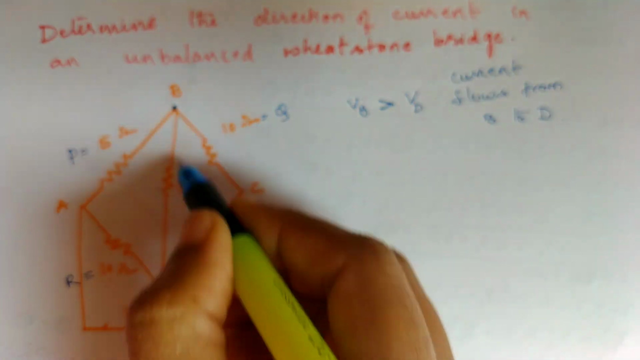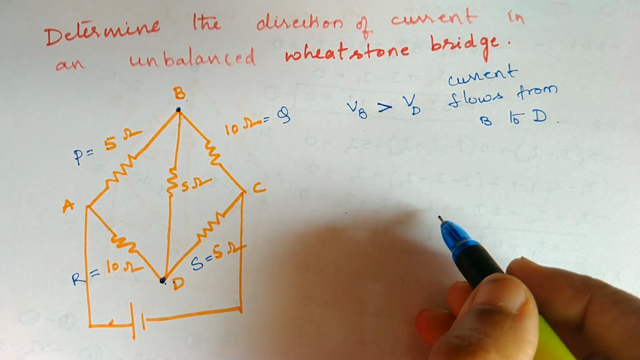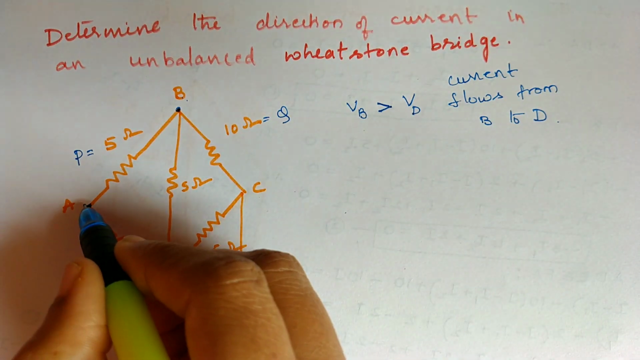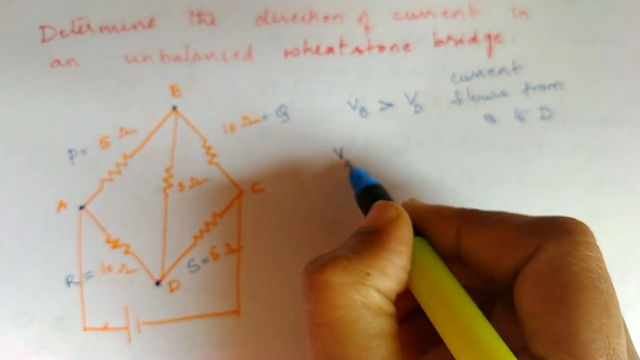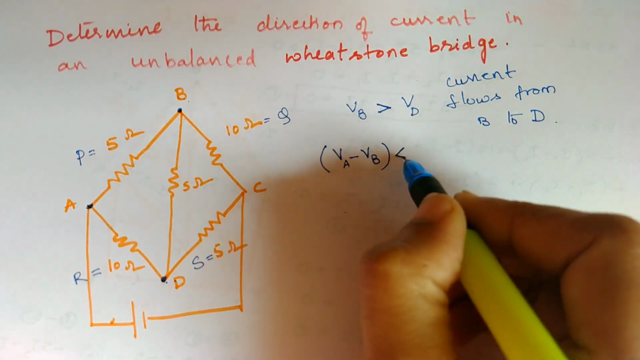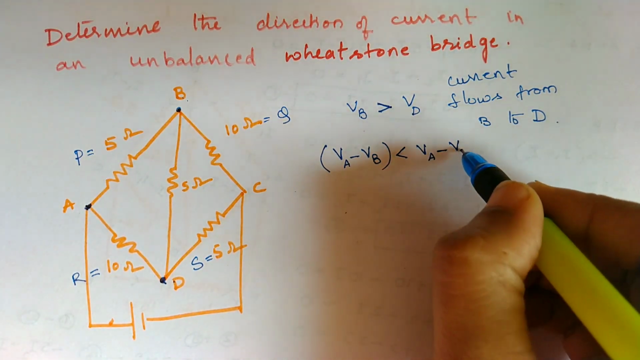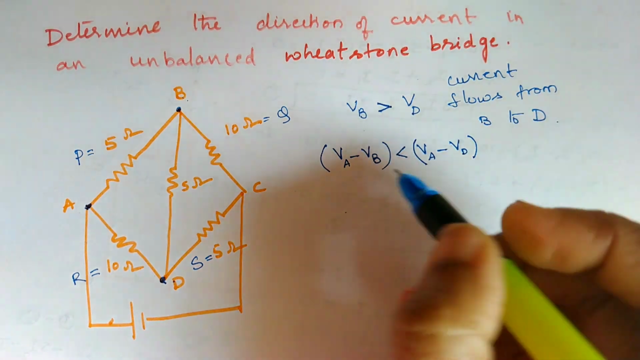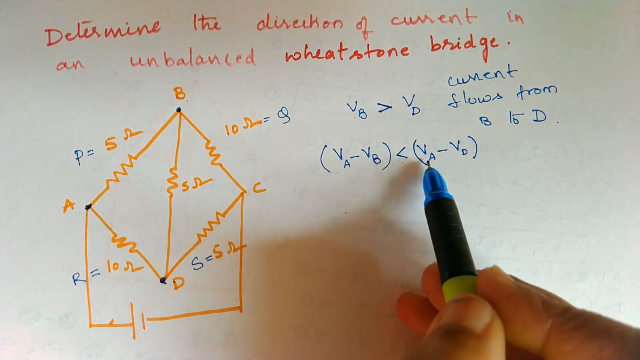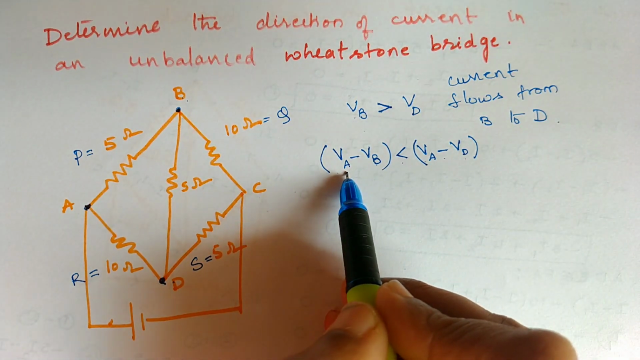Now I need to find out potential at B and D. So instead of finding the potential, we will take the potential difference. I'll take the reference point as A. I'll modify this formula: VA minus VB, I'm taking the potential difference, should be less than VA minus VD. I repeat, VB should be greater than VD. It is nothing but VA minus VB should be less than VA minus VD, because we are writing a minus sign. I took the reference point as A.